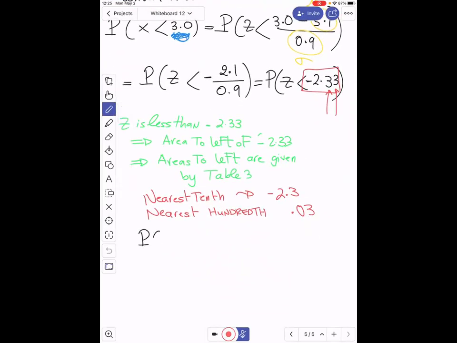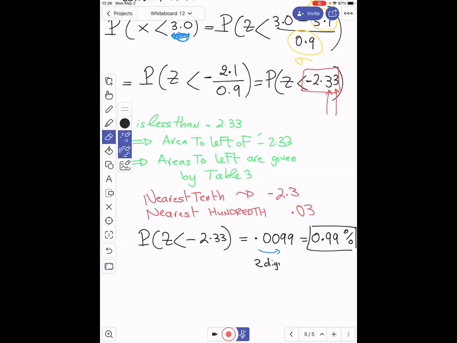So the probability that z is less than negative 2.33 is 0.0099. Convert to a percentage. So of course you need to move your decimal point to the right by 2 places. So that will be 0.99%. So here, 2 digits to the right, 2 places.